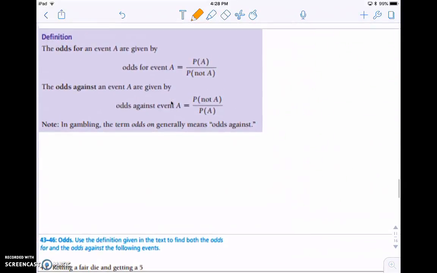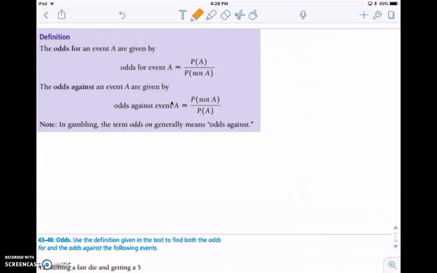Okay, the next thing we're going to look at is this idea of odds. You hear a lot of things, like what are the odds for winning this game, or what are the odds against the team who's the underdog, or whatever.